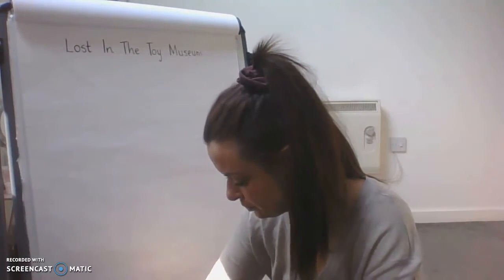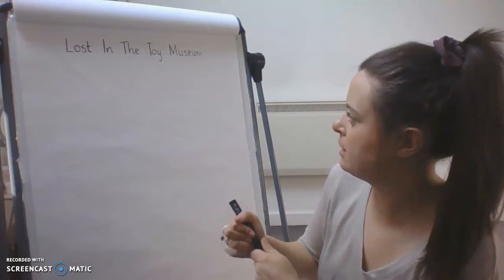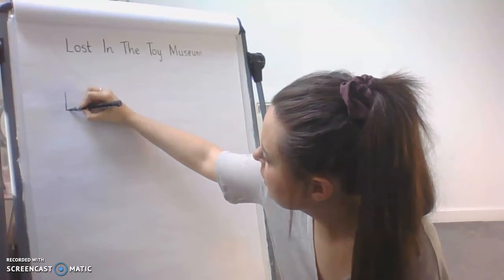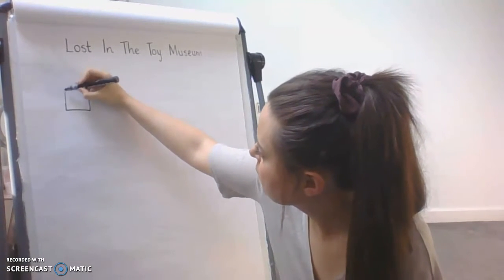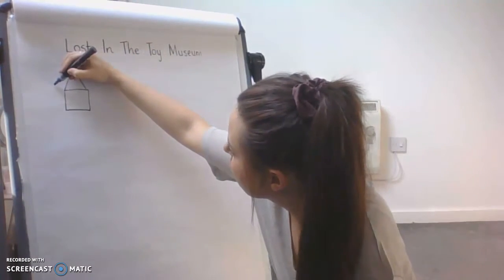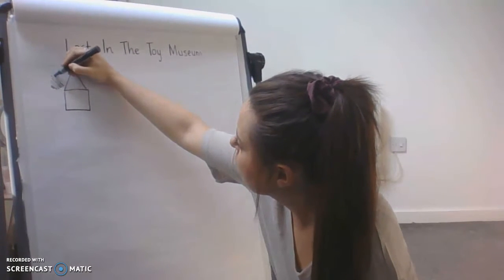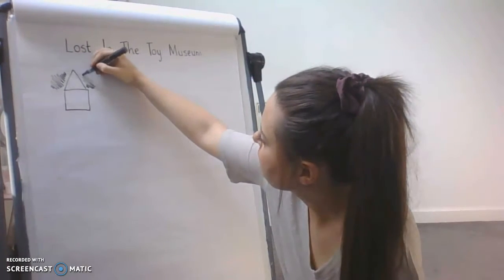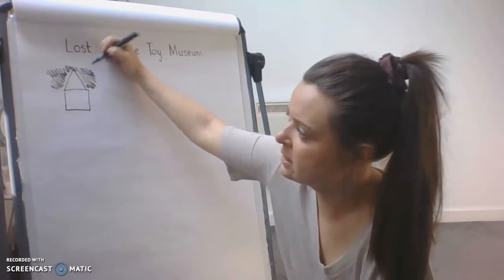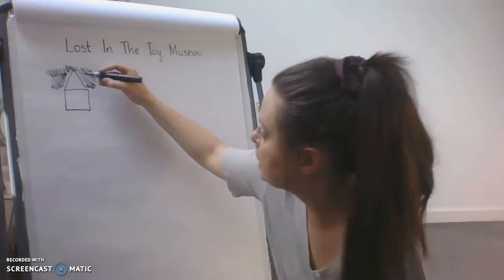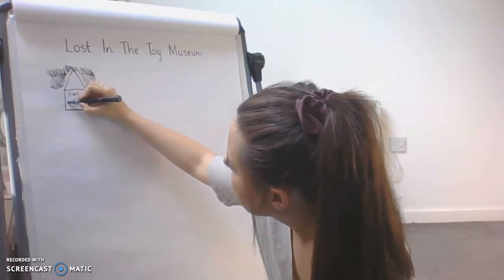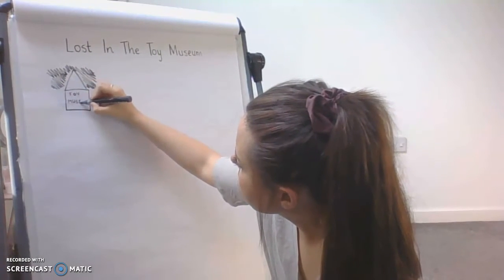So I'm going to draw a toy museum here. Okay, I'm going to draw the toy museum, but I'm going to do it in darkness to show when the lights go out. Okay, so this is the night time. This is just my representation, so remember you can do it however way you want. So I'm going to write toy museum.